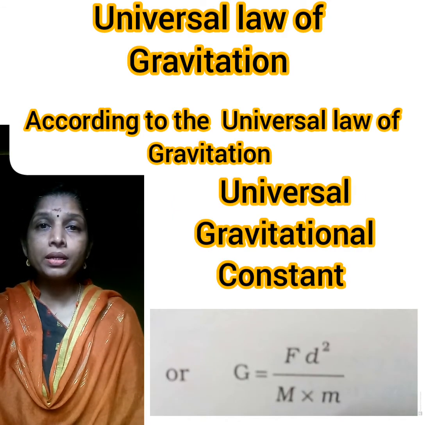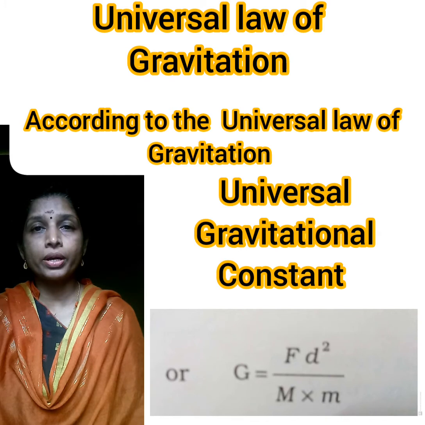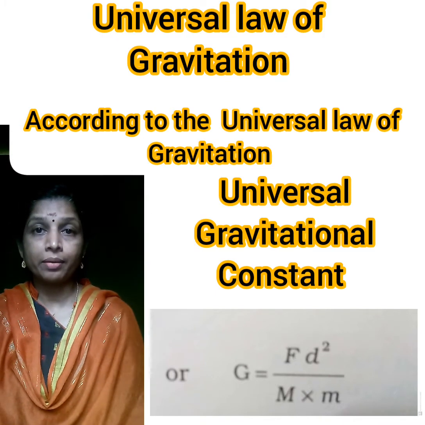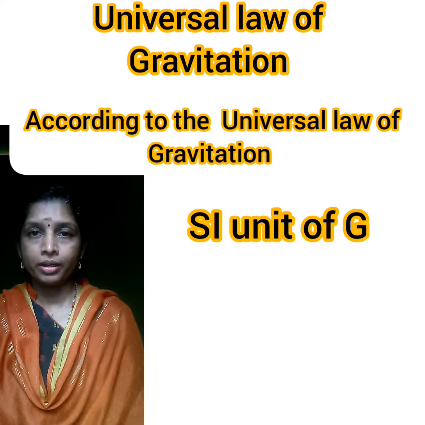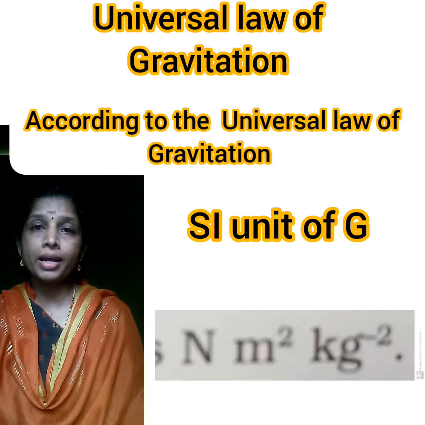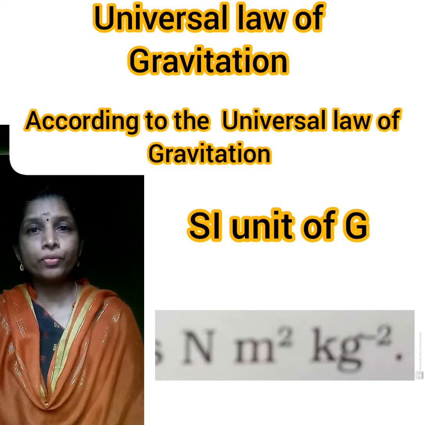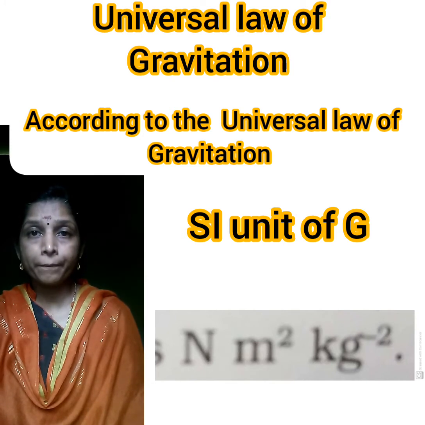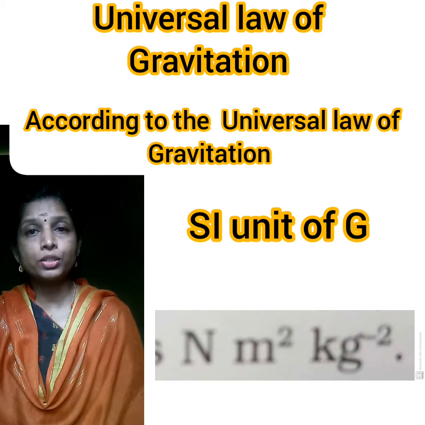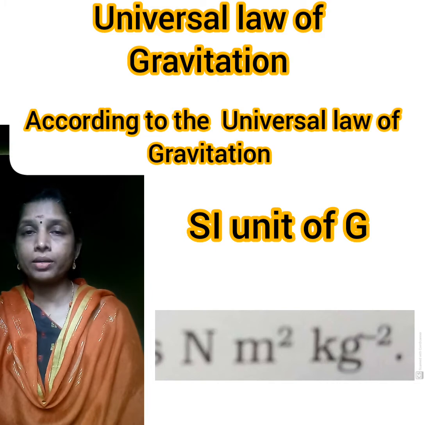Now capital G is equal to F d square by capital M small m. From this we can find the SI unit of capital G, the universal gravitational constant, by putting the SI units of force, distance and mass. So you will get Newton meter square per kilogram square. That means Newton into meter square divided by kilogram into kilogram.